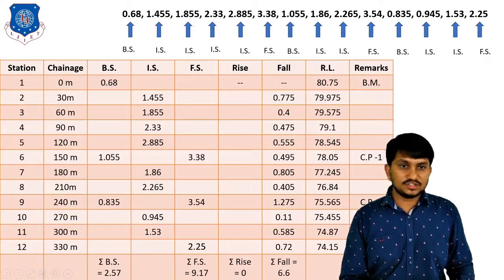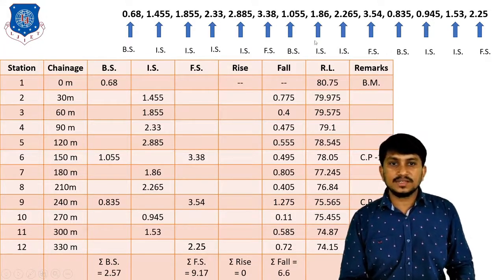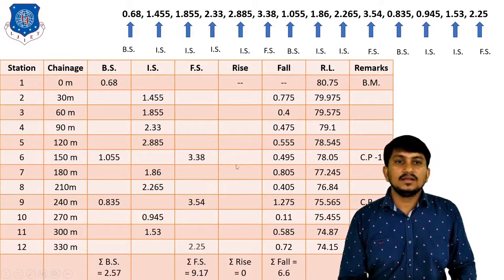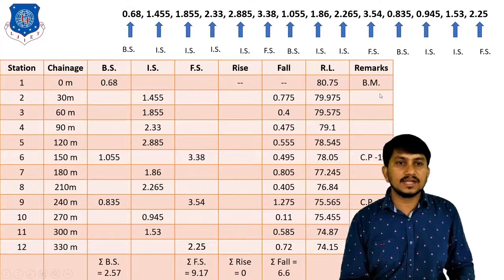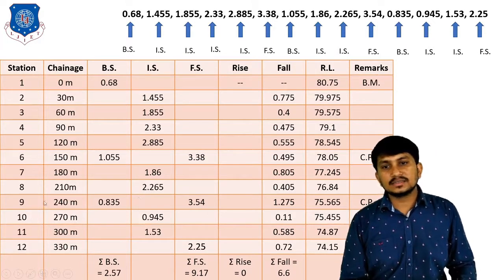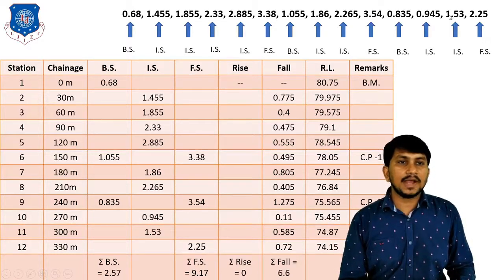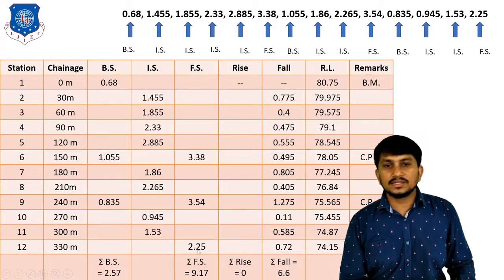When FS comes, there is always a changing point. At the changing point two readings are taken, FS and BS. So this BS reading is also at station number 6, 1.055. Next is IS, so it is written in IS. Next is also IS, 2.265. 3.54 is the FS, so there is a changing point. At the changing point two readings are there. So the next reading BS is at the station number 9, 0.835. Then next is 0.945 and 1.53 is also IS, so it is written in the IS column. And the last is 2.25, which is FS, so it is written in FS.